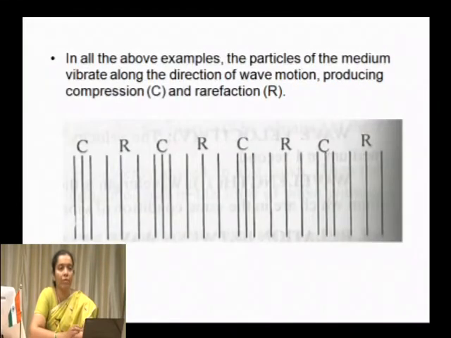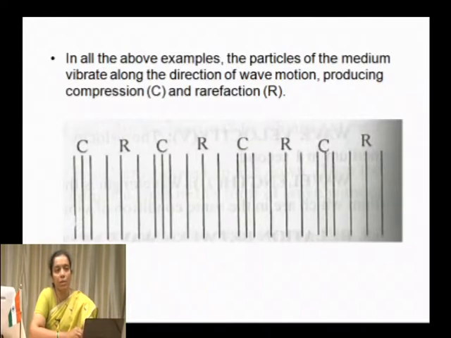So, a sound wave, or a longitudinal wave, is generally represented by compressions and rarefactions. When the vibrating particle moves in one direction, the molecules get compressed. When it moves in the opposite direction, the molecules get rarefied, or rarefaction takes place. So, a longitudinal wave is generally represented by compressions and rarefactions.